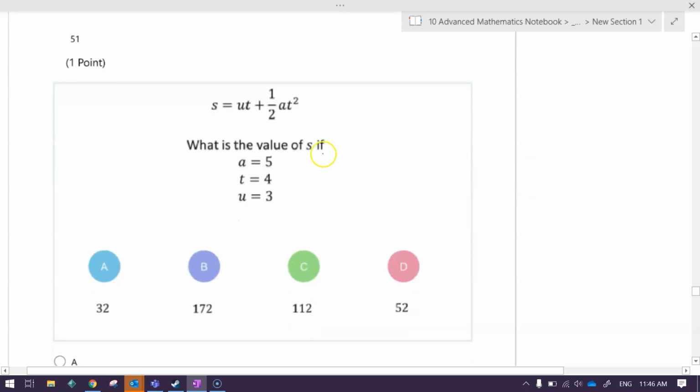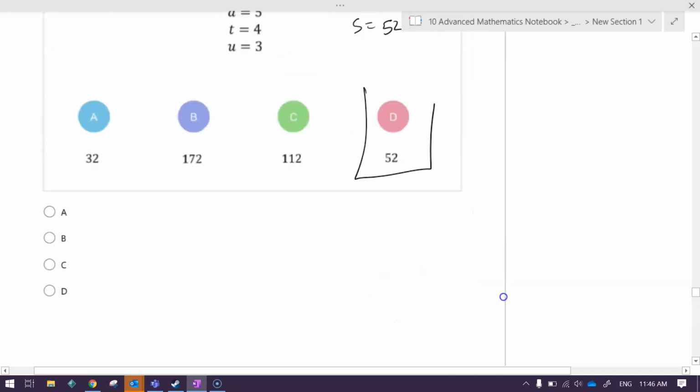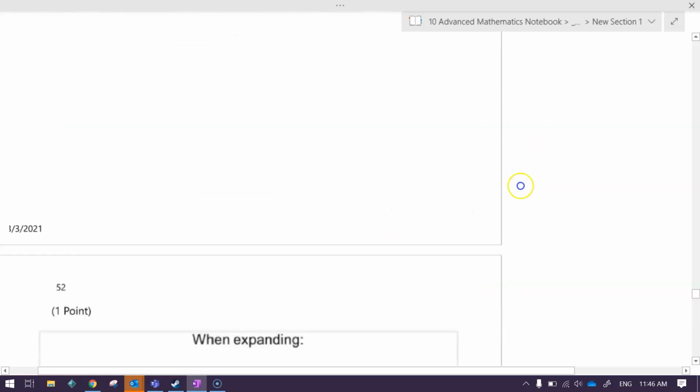What is the value of S if the following substitutions are made? Well, let's just make them and find out. Use brackets when you're substituting in. Make sure you don't make any mistakes. 5 and t is 4 squared. S is going to equal 3 4s are 12. I'm just going to leave my half there for the moment. 4 squared is 16, 5 16s are 80. Half of 80 is going to be 40 plus 12, 52. Done. Didn't want to write that last little line.